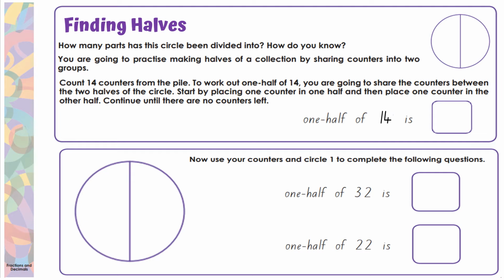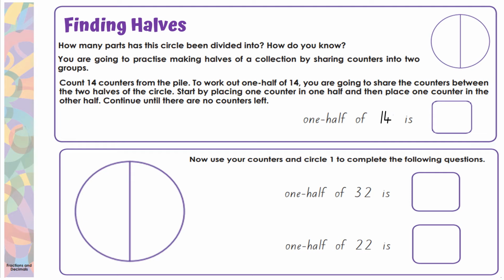So in your resource pack, you'll have a circle that looks like this, and you'll need to get some counters. Now, counters can be anything that you have at home. It could be pegs, it could be bits of Lego, it could be coins, it could be bits of pasta. You can use that instead of having a counter. All right, so watch the strategy.